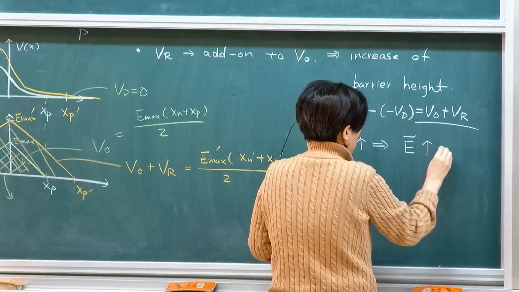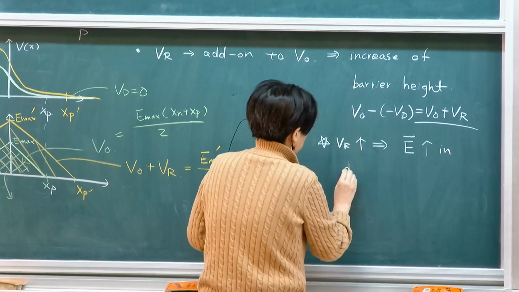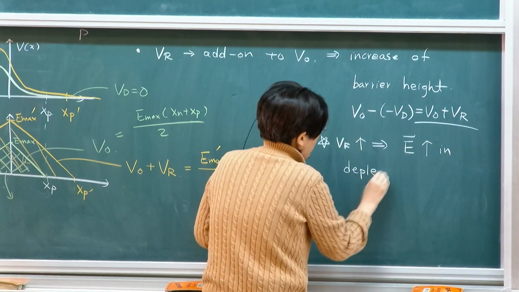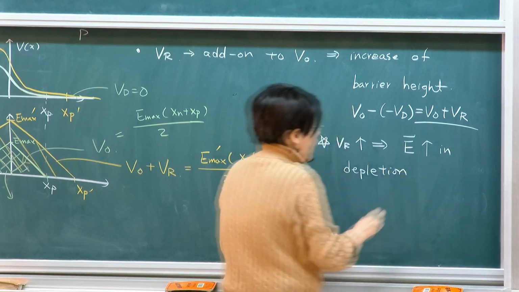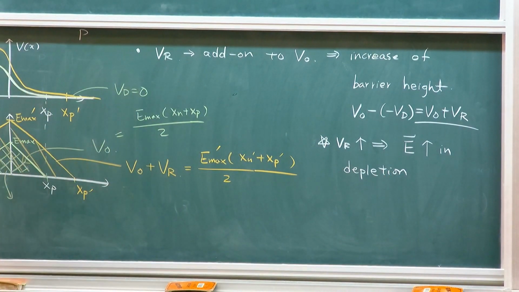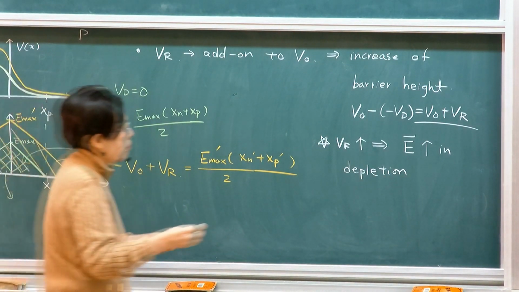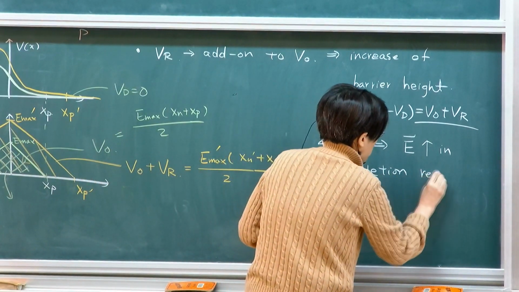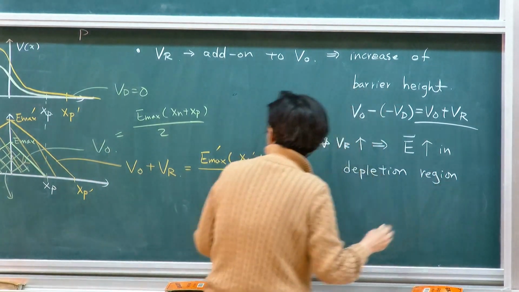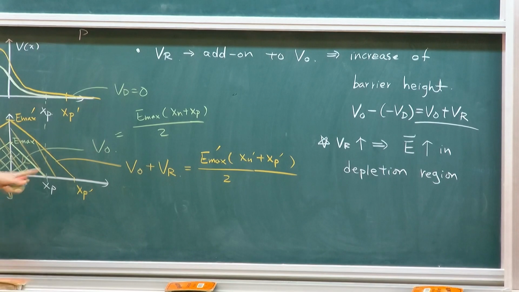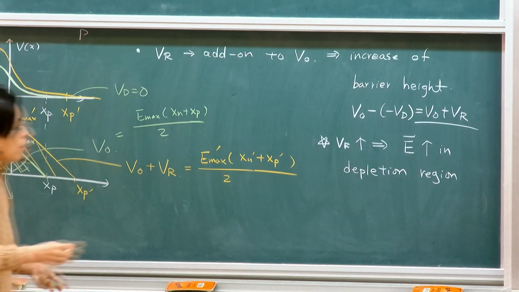Your electric field is actually increased in the depletion region. You might say that I'm actually having a reverse effect, but in the depletion region you will see that the electric field is generally being raised to sustain this voltage.